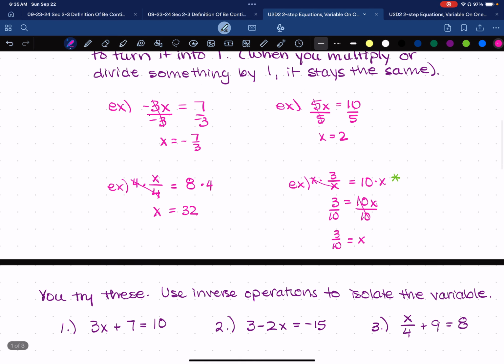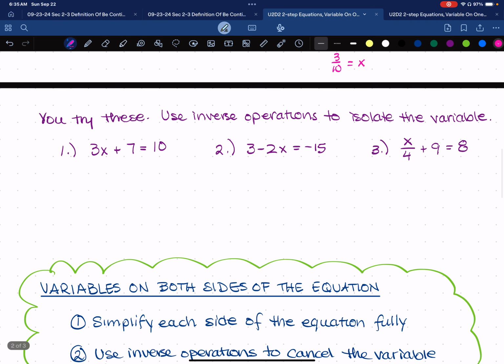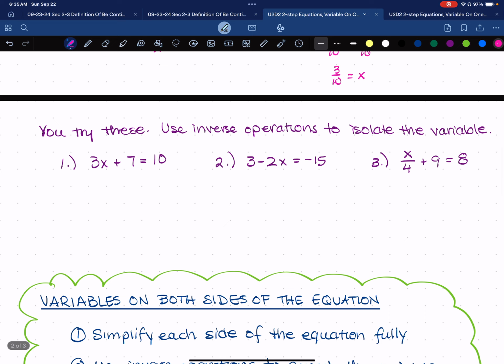Okay, now that we got those, let's try these. So you guys go ahead and pause the video right now and try these on your own. And when you think you got them, check with your neighbor first. And then when you think you got them, go ahead and unpause the video and we'll take a look at these together.